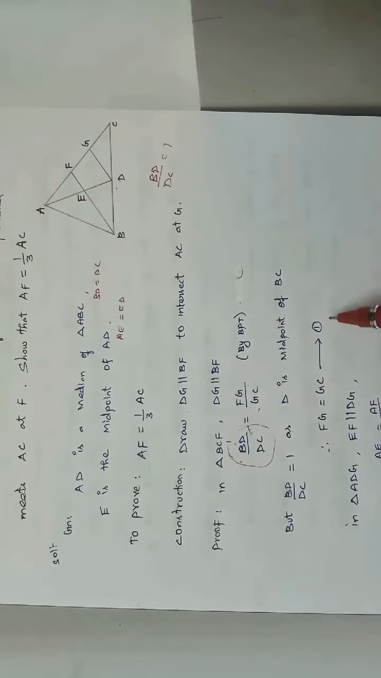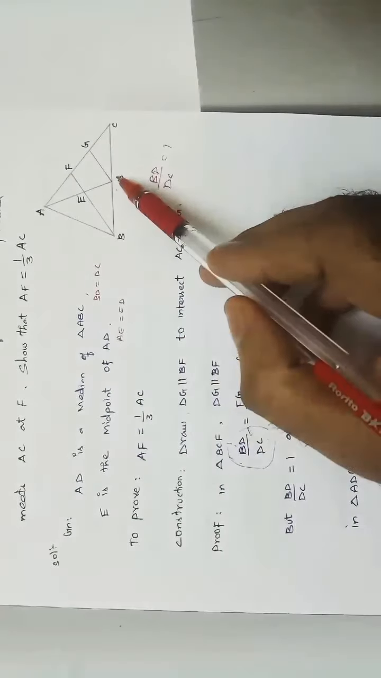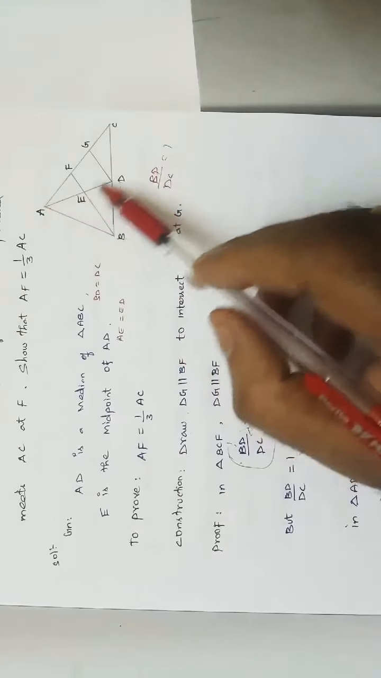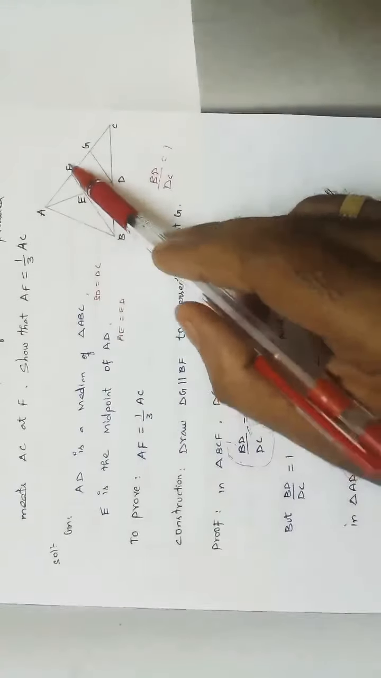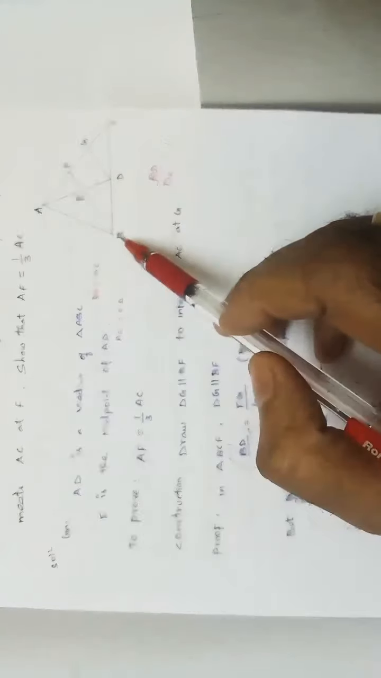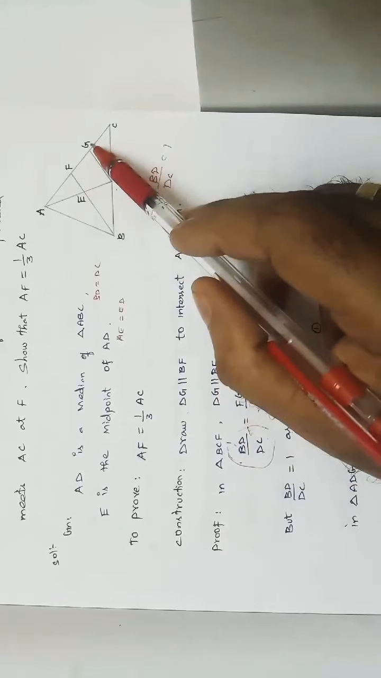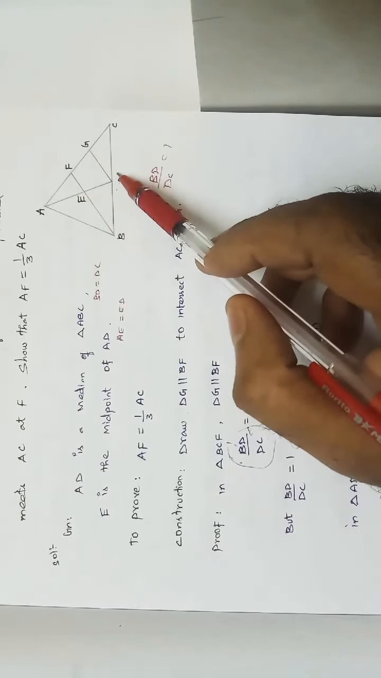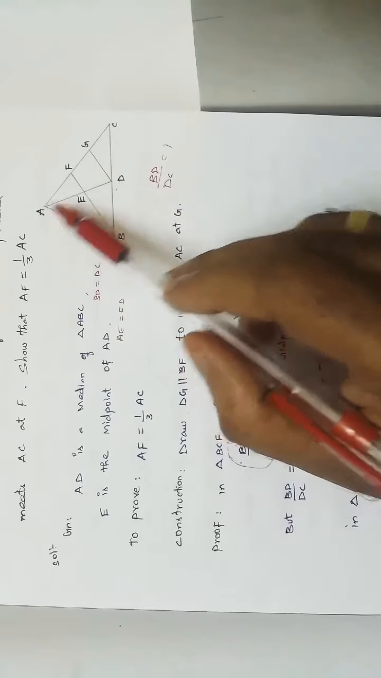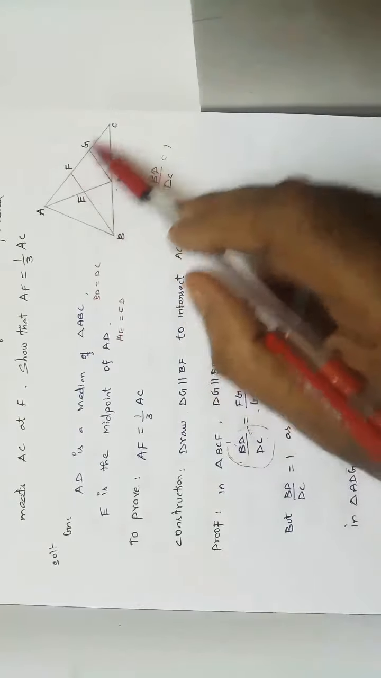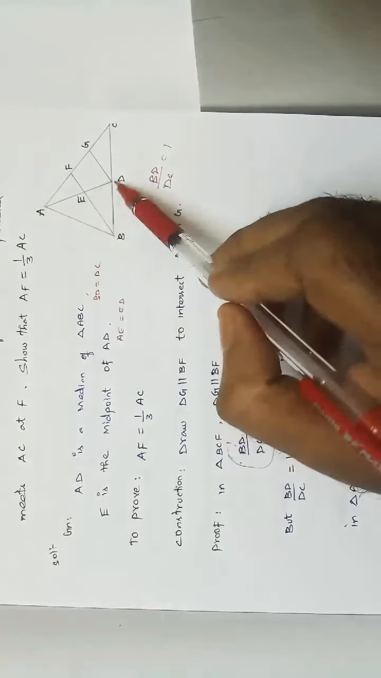Next, I am going to take the triangle ADG. In triangle ADG, EF is parallel to DG. EF is nothing but a part of BF. So BF is parallel to DG, surely EF is also parallel to DG. First I have taken the triangle BFC; next I am taking the triangle ADG. EF is parallel to DG.